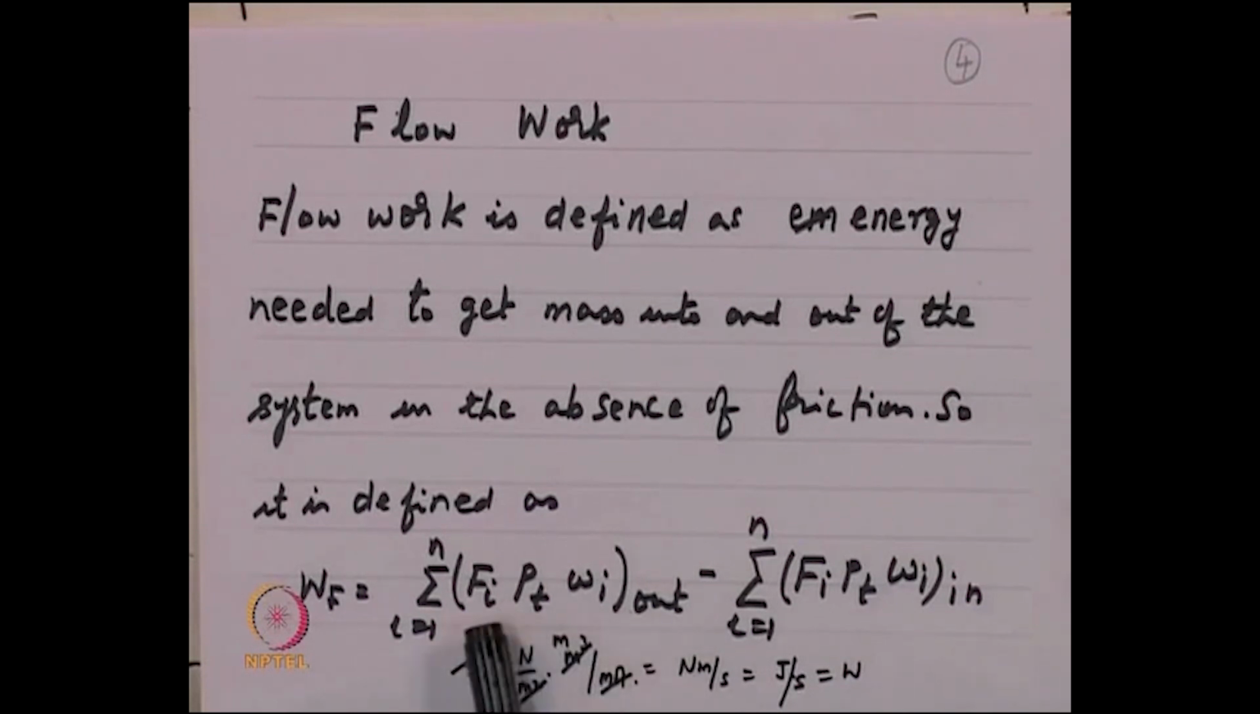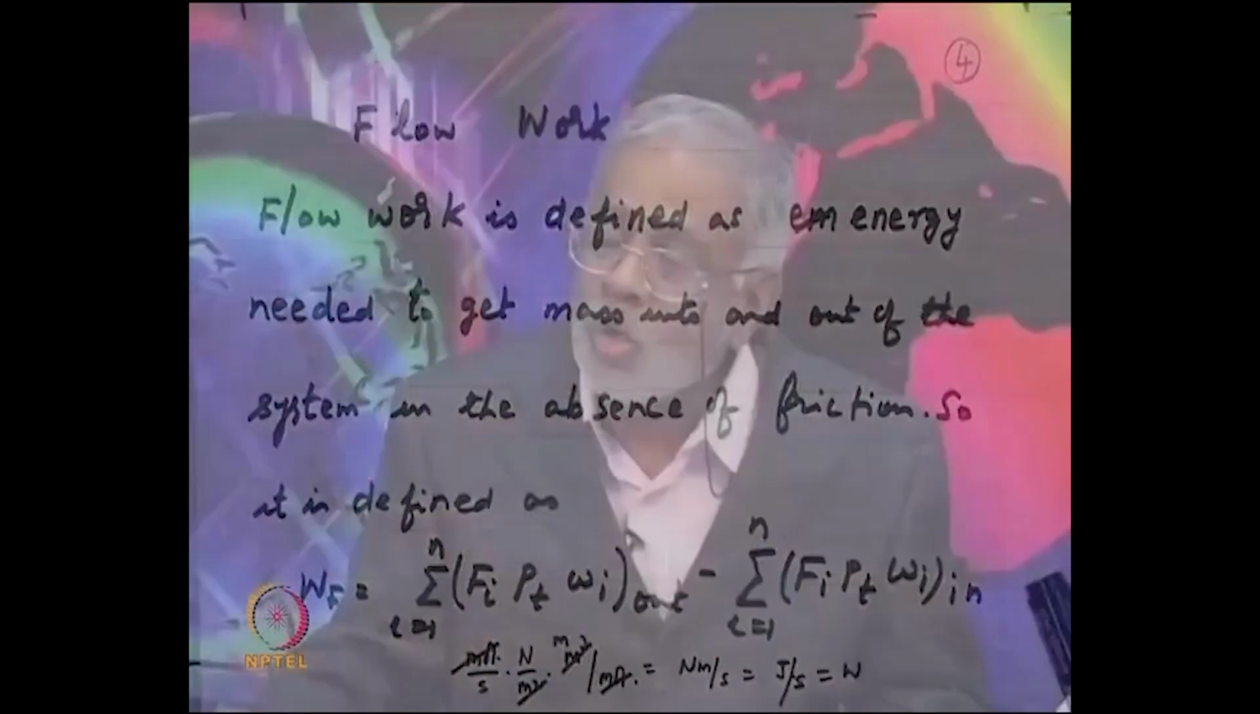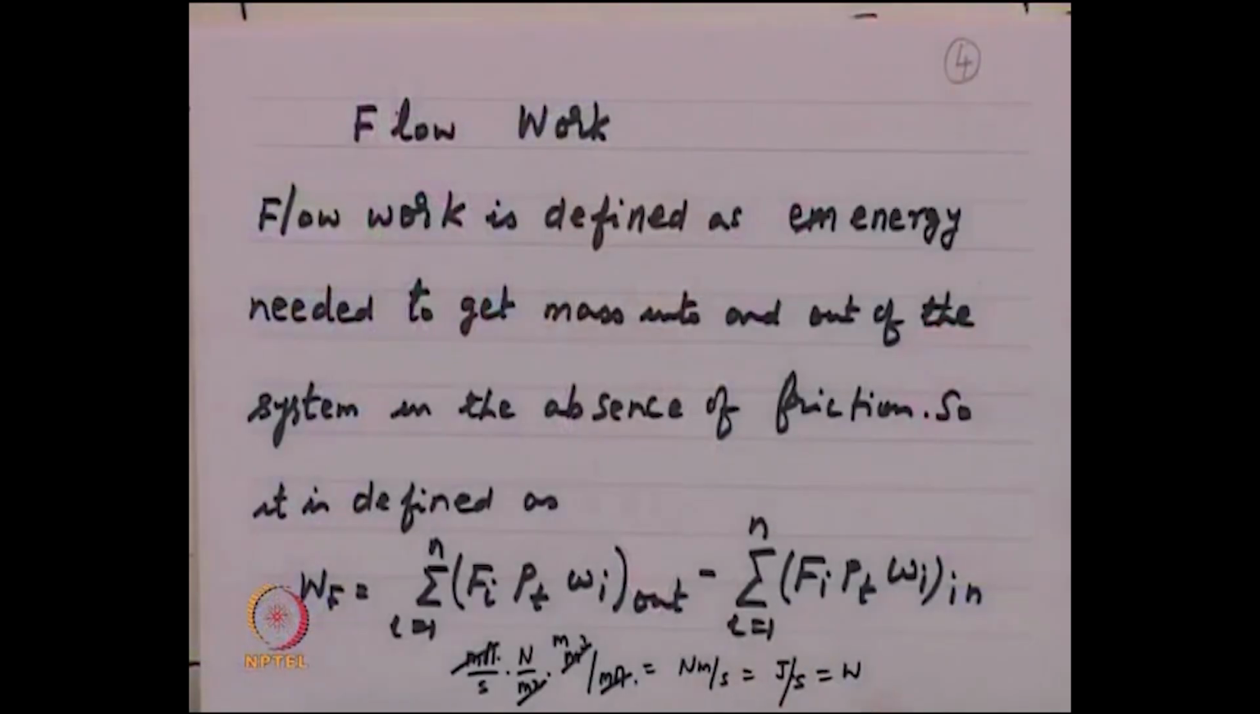Therefore, this difference between Fi Pt omega i out minus Fi Pt omega i in can be positive, it can be negative. If it is negative, it means what? This amount of work has to be put into the system so that the material can be put in and taken out. So, the energy that is required to put material in and out of the system is what is flow work, in the absence of friction.